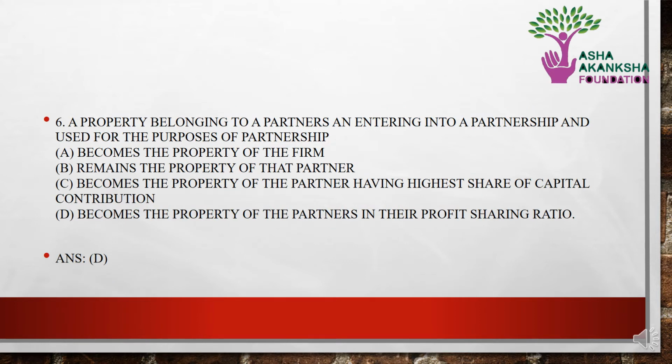The next question is: the property belonging to a partner and on entering into a partnership and used for the purpose of partnership becomes dash. Options are A, becomes the property of a firm, B, remains the property of that partner, C, becomes the property of the partner having the highest share of the capital contribution, or D, becomes the property of the partners in their profit sharing ratio. The correct answer to this question is option D, that is, becomes the property of the partners in their profit sharing ratio.